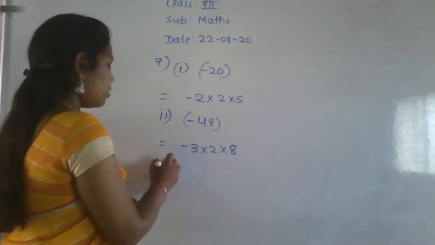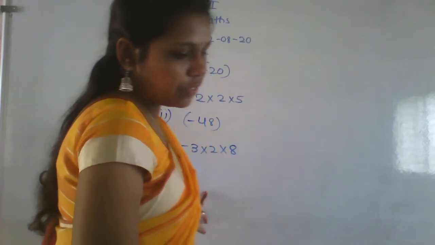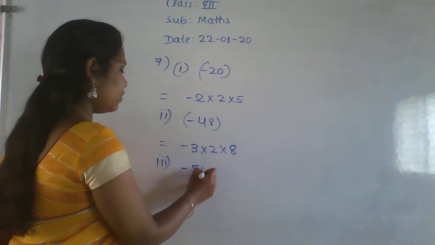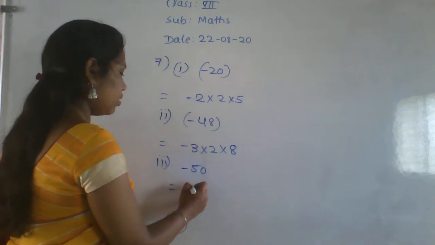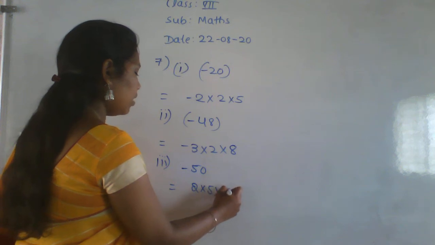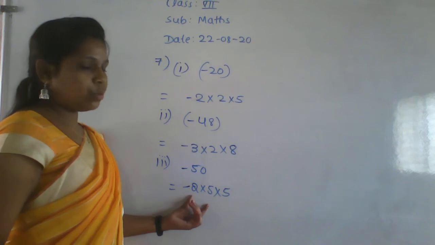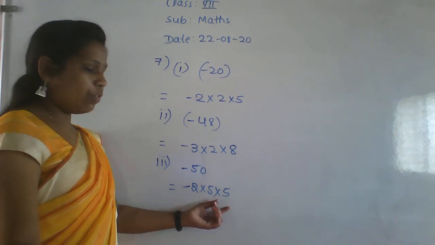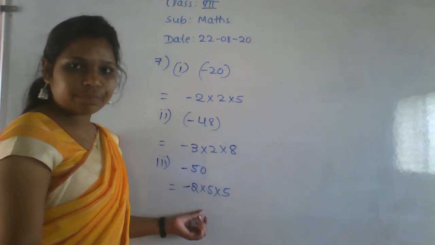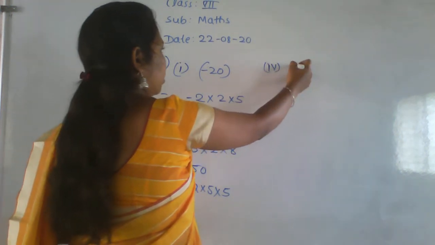Okay. So next, the third one. What is the third question? That is minus 50. Minus 50 is 2 into 5 into again 5. Minus sign: minus 2 into 5 is minus 10 and into 5 is minus 50 here. Getting everyone? Last one is 95.